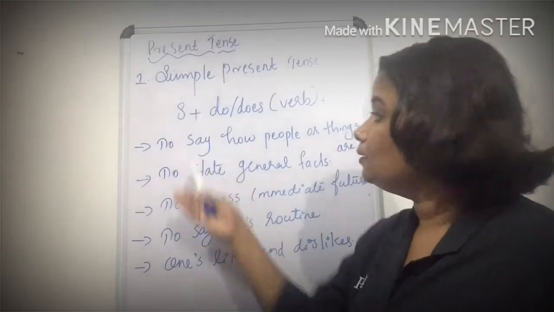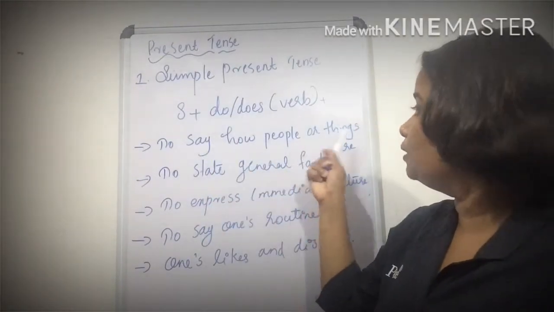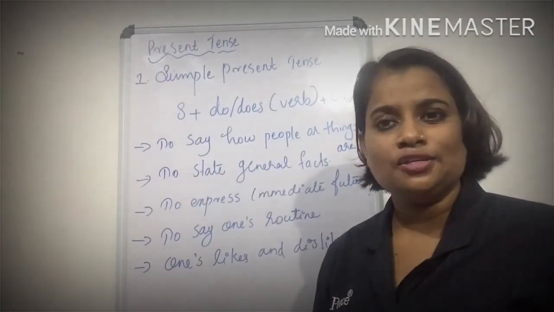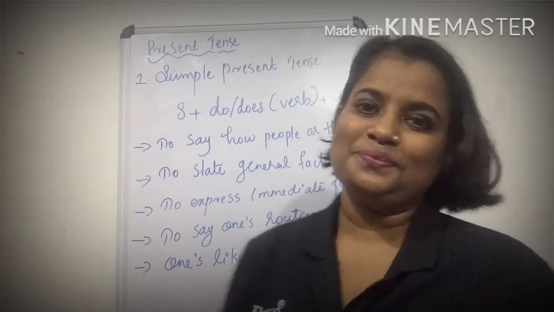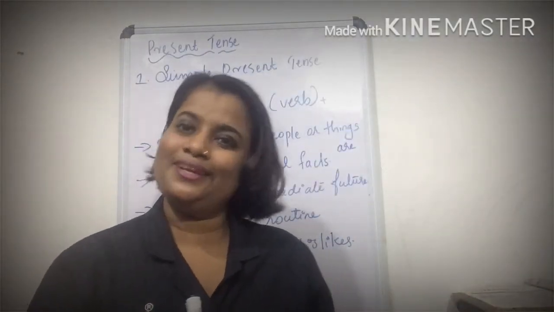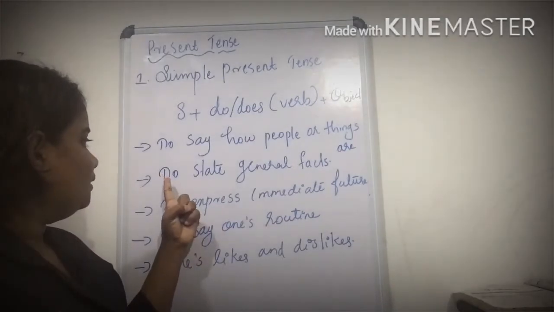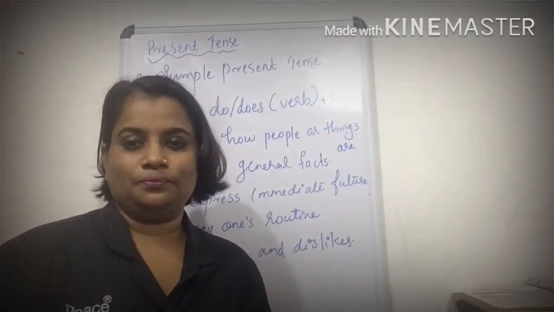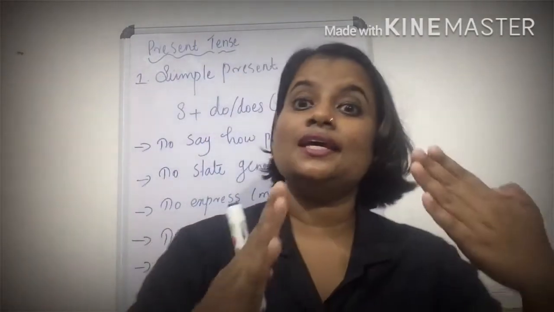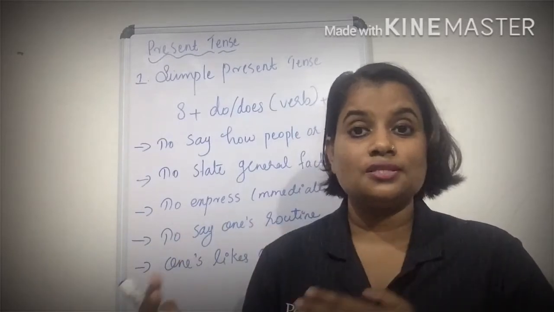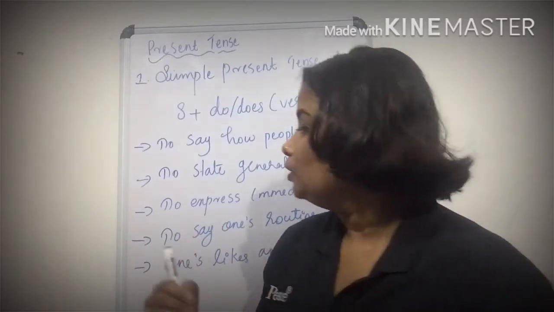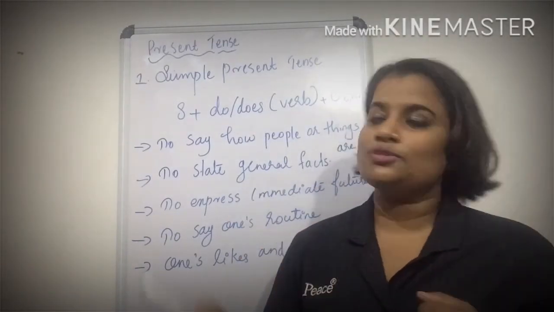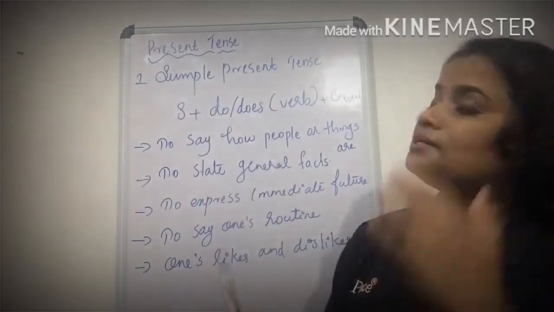Okay. So what we are going to study over here is the uses, where we can use the present tense. To say how people or things are. The first use is to say how people or things are. Yes, she looks beautiful. The next one is to state general facts or universal truth. The sun rises in the east. That is the universal fact or truth. So if you want to express a universal truth or a general fact, you may use the simple present tense.